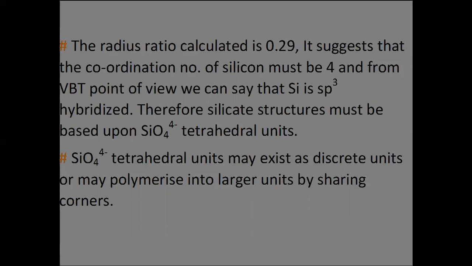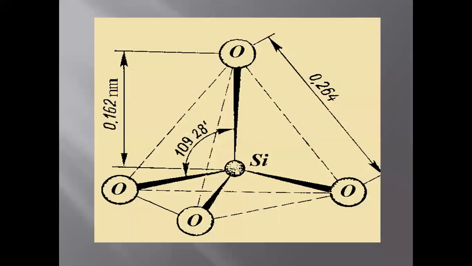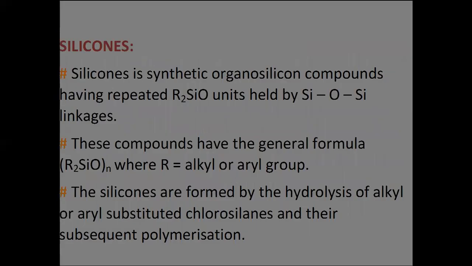These exist as discrete units or polymerize into larger units by sharing corners. So you can see just a silicon with four oxygen atoms. This is the formation of SiO4 units.